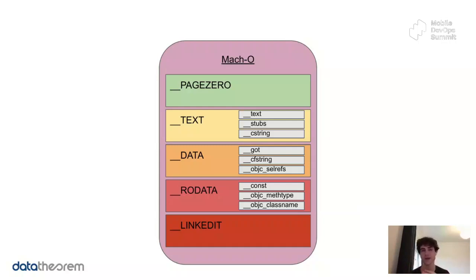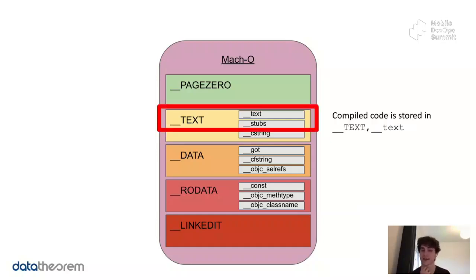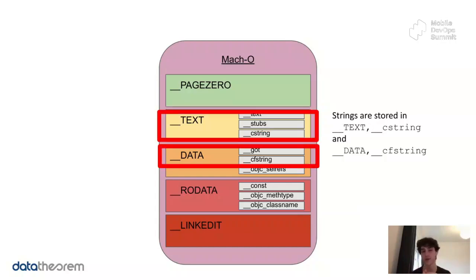So for example, one of the major things that a Mach-O will contain is a bunch of compiled code. And all of that compiled code goes into the text section within the text segment. As another example, another important piece of data contained within a Mach-O is strings. And strings are always going to be in the C string section and the CF string section.